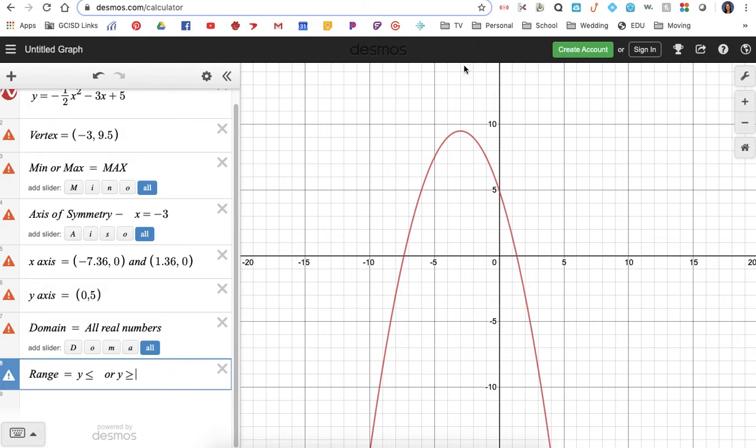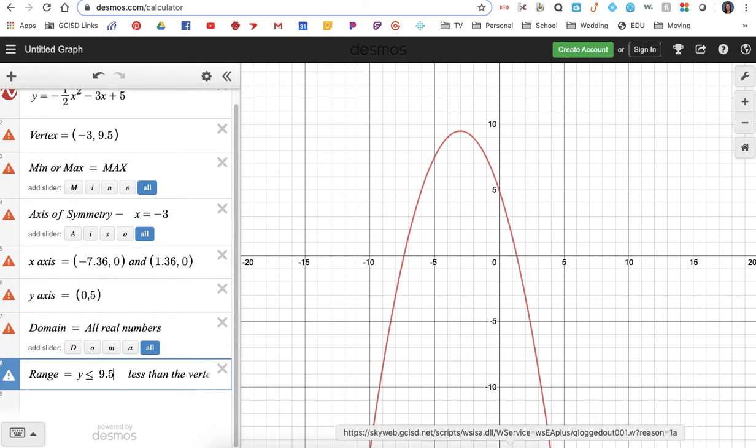So on this problem, I'm going to compare it to my vertex. So if my vertex is way up here and all of my red parabola is underneath it, then that means I want to be less. I want to be less than the vertex. So if I say, well, what is the y number in the vertex? That's this guy up here, 9.5. So I would say y is less than or equal to 9.5, okay?